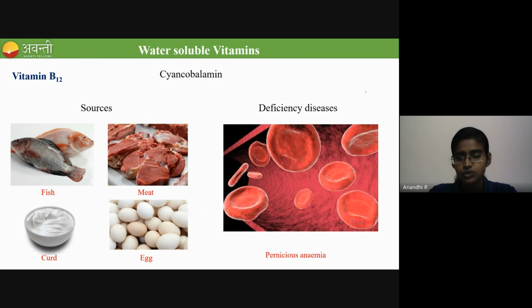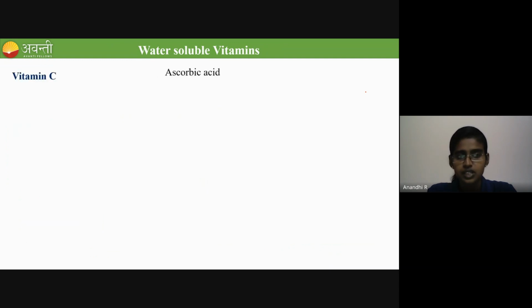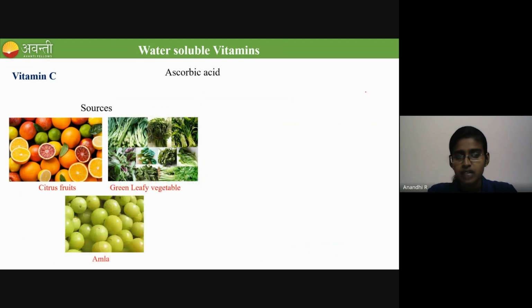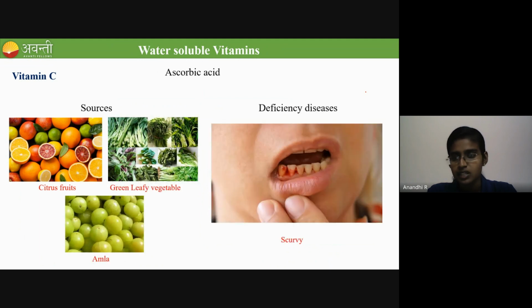Deficiency leads to anemia problem, pernicious anemia. Okay, the person becomes anemic if he is deficient in vitamin B12. So the next vitamin is C, ascorbic acid. It is present in citrus fruit, green leafy vegetable, and amla. The deficiency leads to scurvy, some bleeding gums. Okay, scurvy is a kind of bleeding gums.